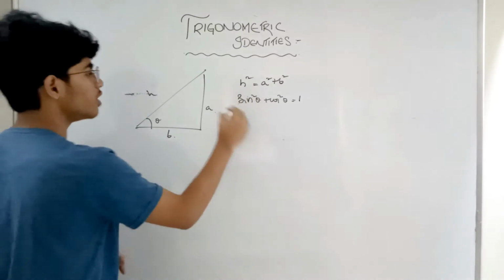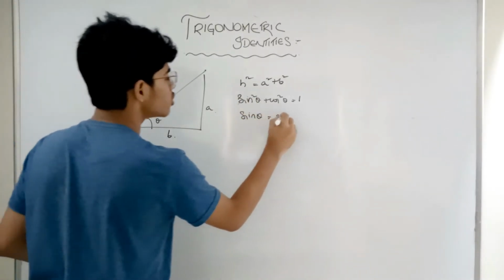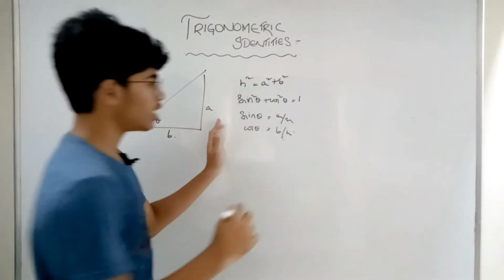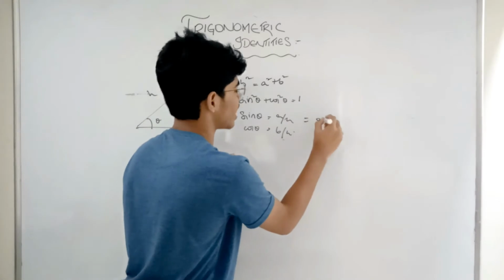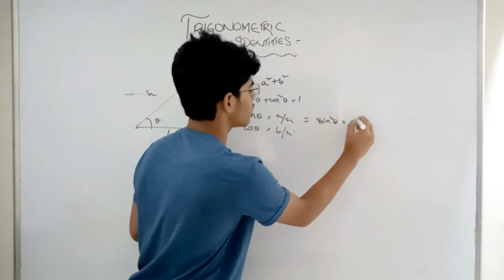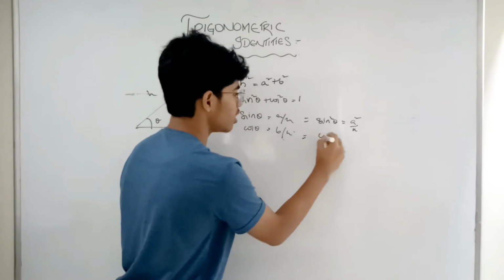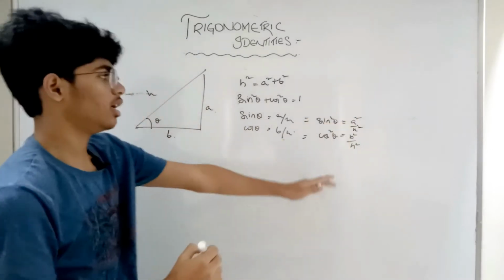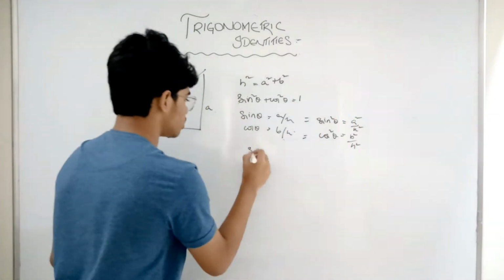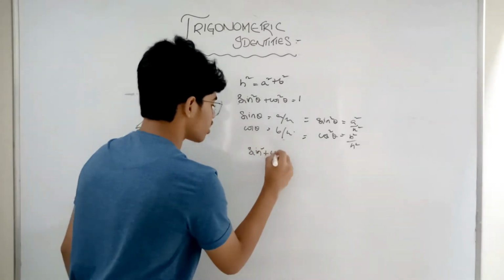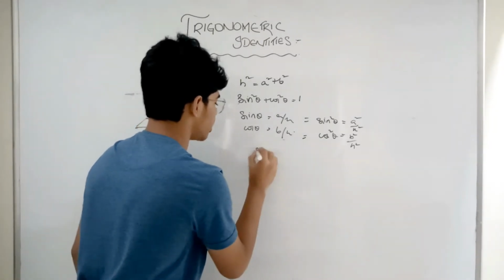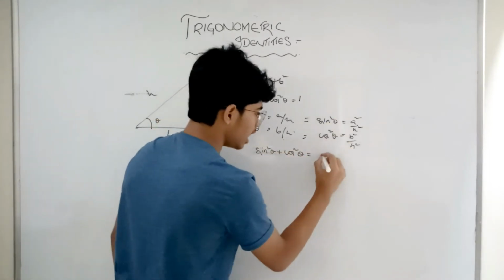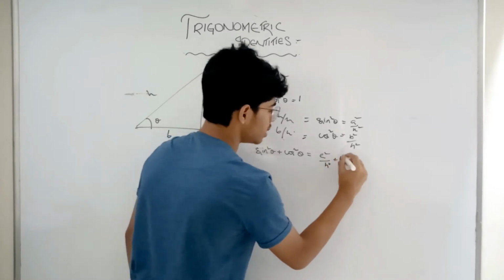We know that sine theta equals a by h and cos theta equals b by h. When we square these, sine square theta equals a square by h square. In the same way, cos square theta equals b square by h square. Now we have to add them. So sine square theta plus cos square theta equals a square by h square plus b square by h square.